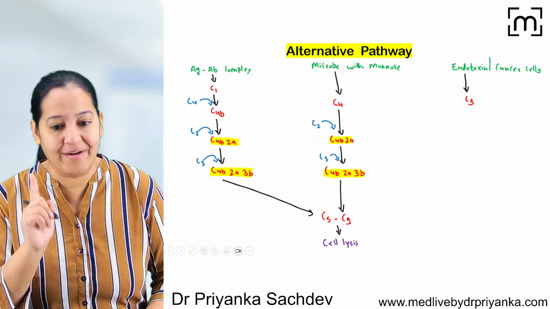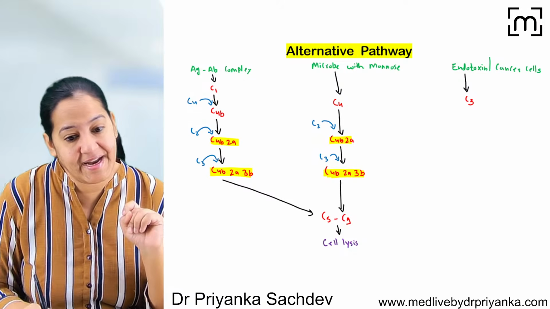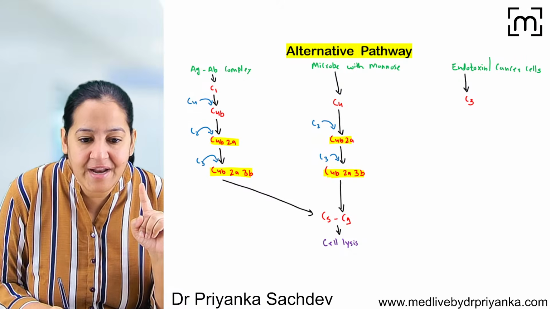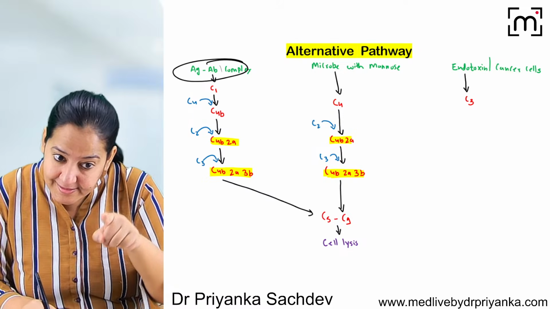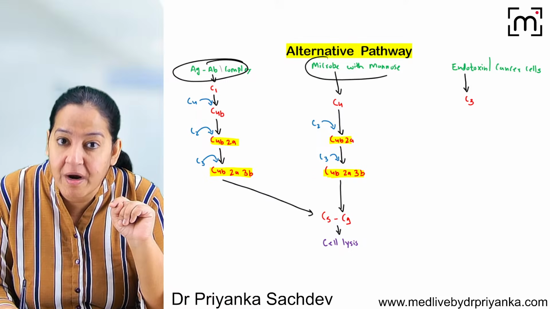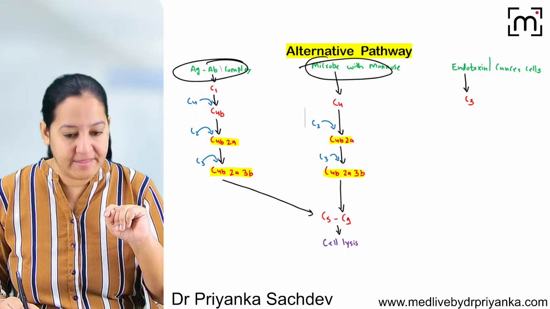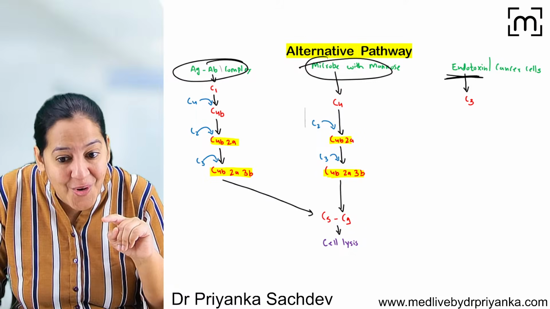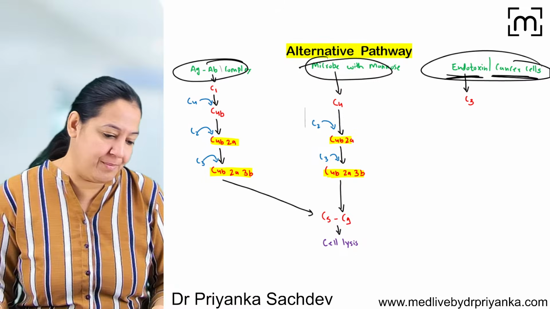So see the trigger. I repeat again and again, the trigger is important. The trigger will decide the pathway. If the trigger is antigen-antibody complex, it's classical which will activate it and it will continue the cascade. If the trigger is a microbe containing mannose sugar in the cell wall, it will be the Mannose binding pathway that will continue. But if the trigger is endotoxin, or if the trigger is cancer cell, its alternate pathway going to be continued.